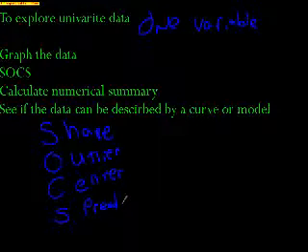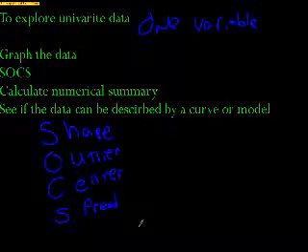And we need to discuss all 4 of these things when we discuss our data: shape, outlier, center, and spread. And the acronym we use will be SOCs, kind of like the ones you put on your feet, but without a K.